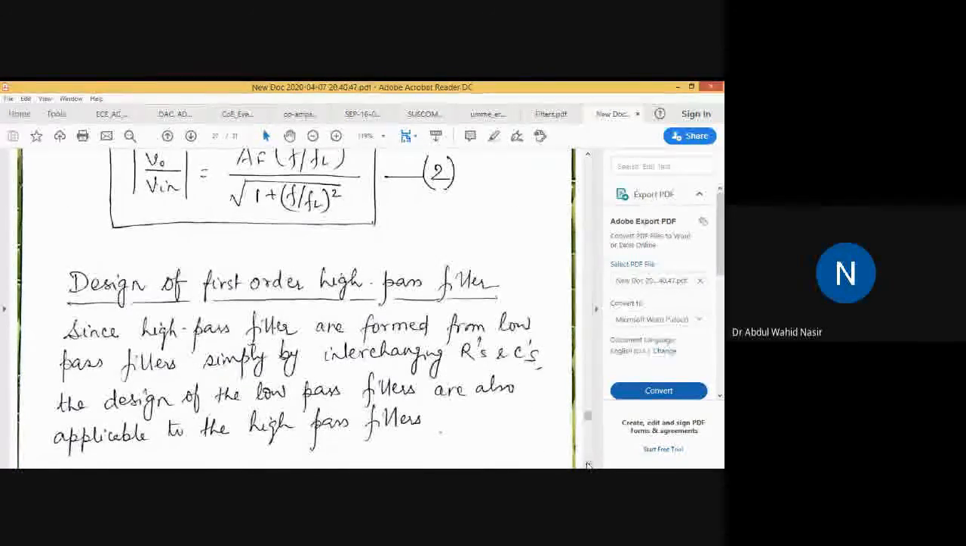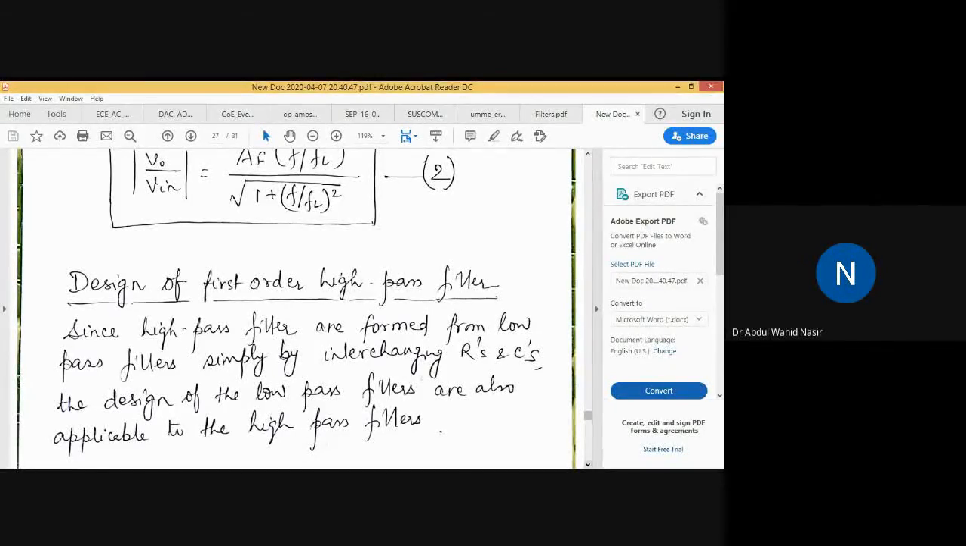Any doubt people are having in first order high pass filter? Very easy. You only have to change the connection. The only change is that you change the position of R and C from a low pass filter to get a high pass filter. You should remember this point, because if you go for the design of even a second order high pass filter, there also we just have to change the position of R and C. If you do the same, you will end up with the second order filter.